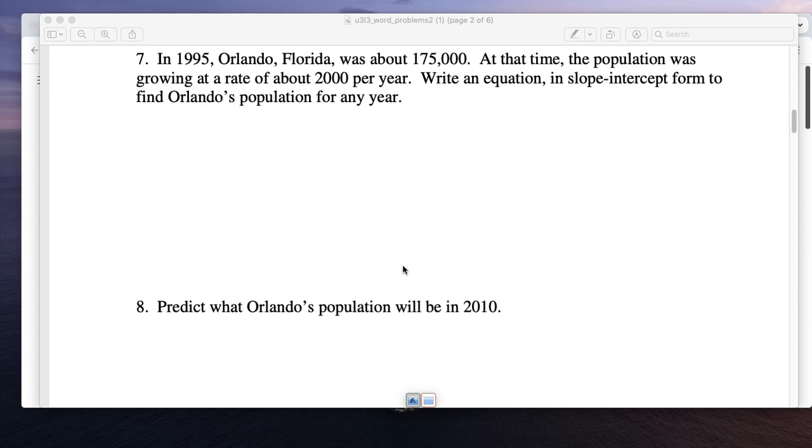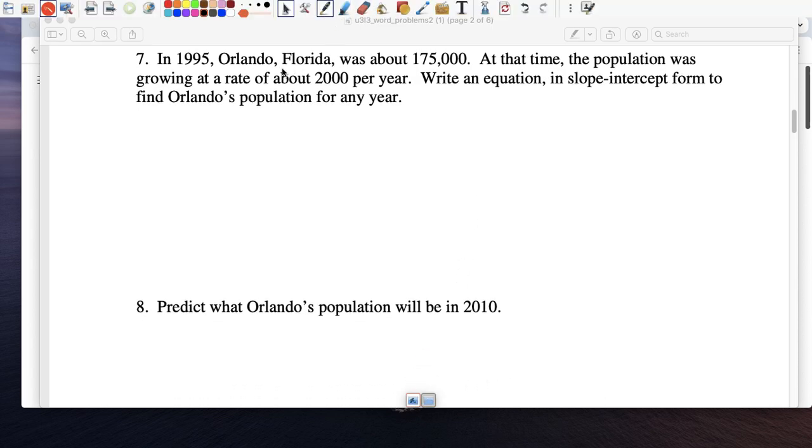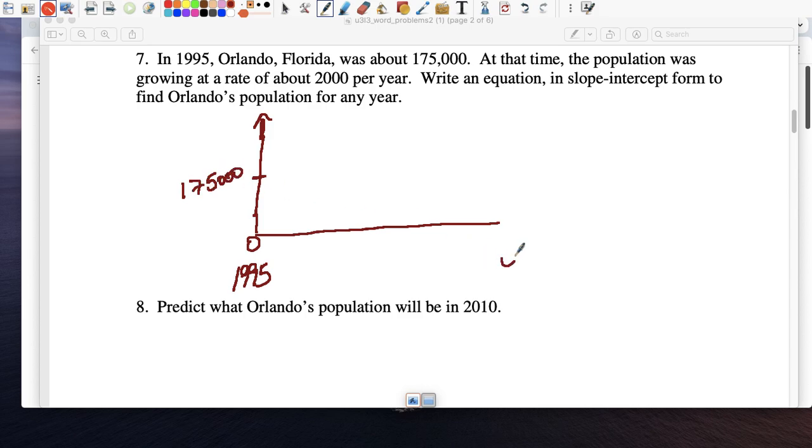Okay, in 1995, the time when I started recording the population in Orlando, I'm going to write 0 here, but I want you to think of that as 1995 as well. So the first year I started recording the population, 1995, there were 175,000 people. This is years, and this is people. At that time, the population was growing at 2,000 people per year. Write an equation, in slope-intercept form, to find the population for any year.